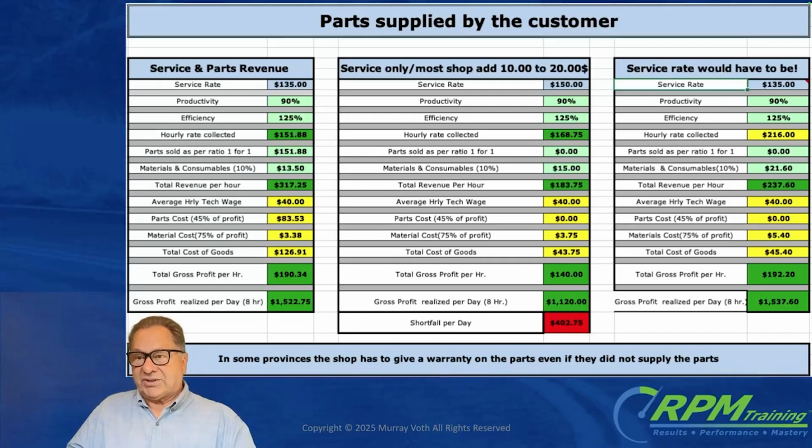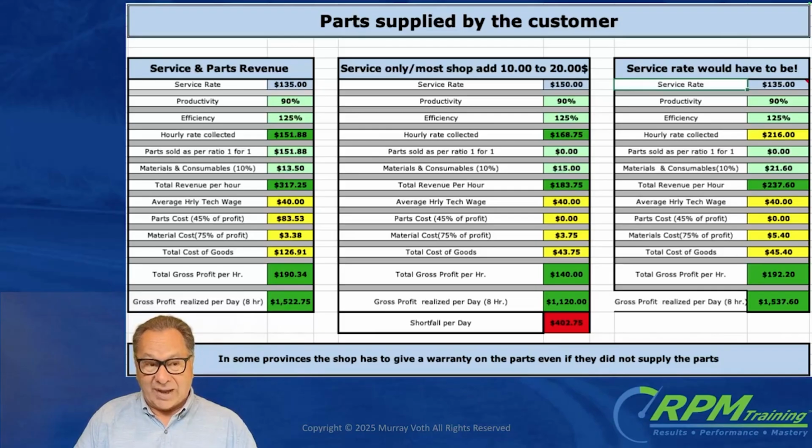All right? So, on the screen here, we have a shop that is at $135 an hour. Their technicians are 90% productive, 125% efficient, which means that they effectively collect $151.88 at a parts to service ratio of $151.88, $13.50 for materials and consumables. Total revenue is $317. Take away the technician wage, the cost of the part. At the end of the whole conversation, they are generating $190.34 per hour of gross profit dollars per hour.